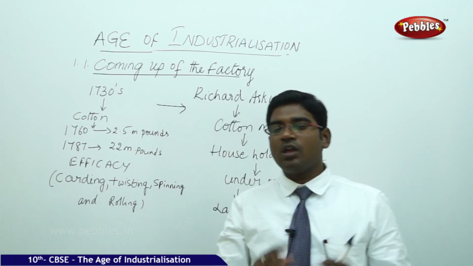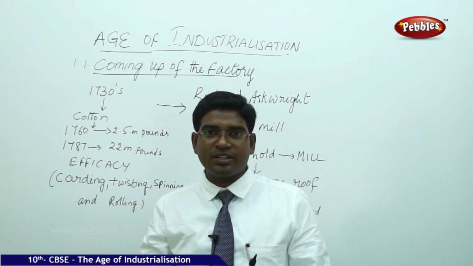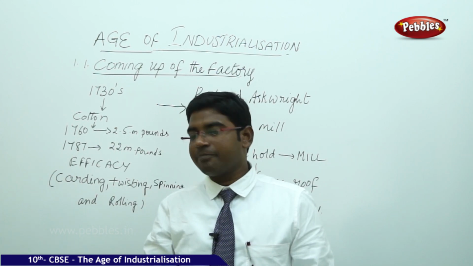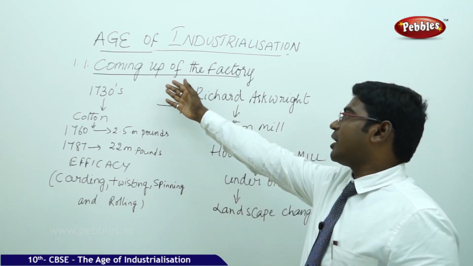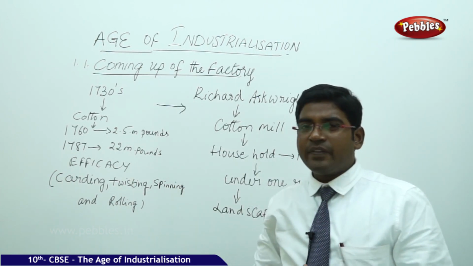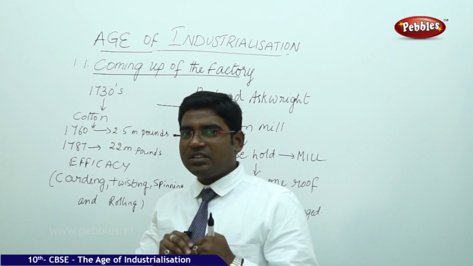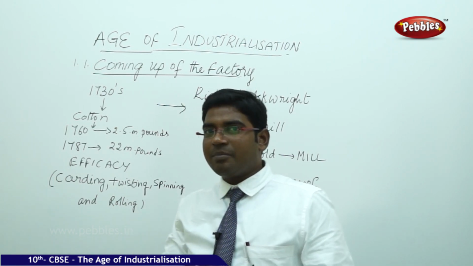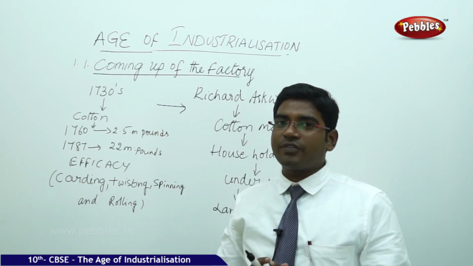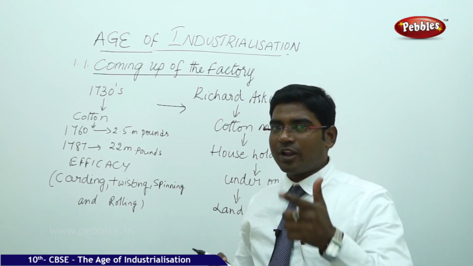Now let us move on. How did the first mill or factory get set up in Great Britain? The first mill, or the factory, came up around the 1730s. The most common product which saw the rapid industrialization of Britain was cotton. The two important things of Great Britain's rapid industrialization: one is cotton, the other is metals.